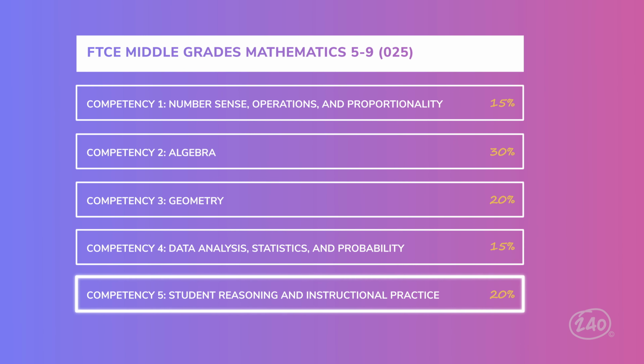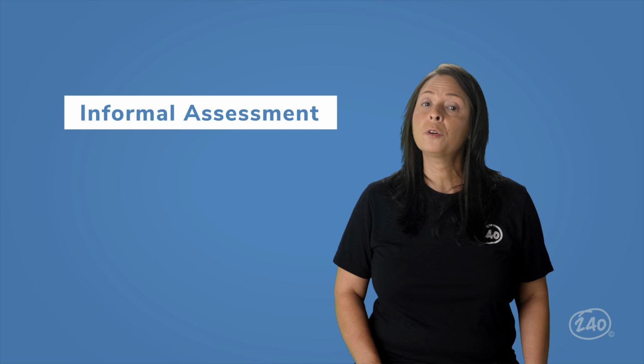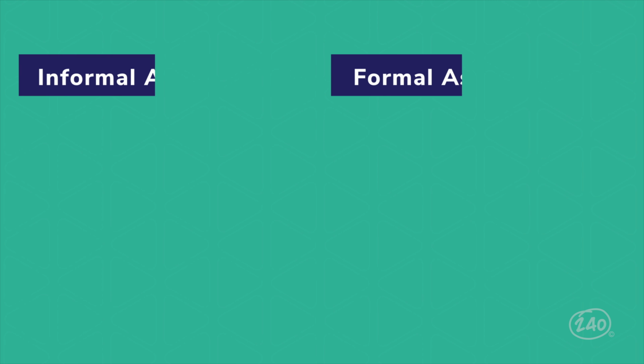Hey, great work. We're about to head into our final competency. Number 5, student reasoning and instructional practice. This final section shifts the focus a little from subject matter to appropriate methods for facilitating instruction. So lesson 1, you should never call your students average. Well, why? It's mean. For lesson 2, let's talk about types of assessment, starting with informal and formal assessments.